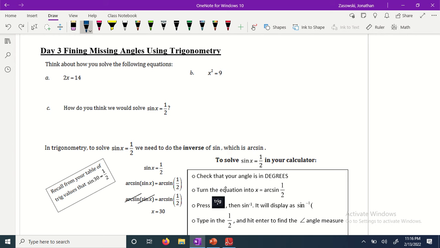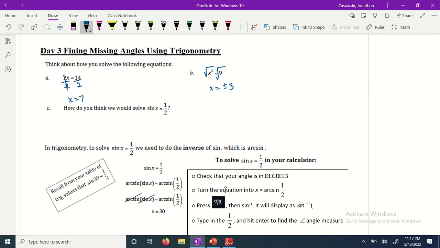Okay, hopefully you're recognizing that for A, you're going to undo the multiplication of 2 and x by using the opposite operation, which is dividing, when we're multiplying to get x is equal to 7. And if it's x squared equals 9, the opposite of squaring something is the square root. And so we would get x is equal to technically plus or minus 3.